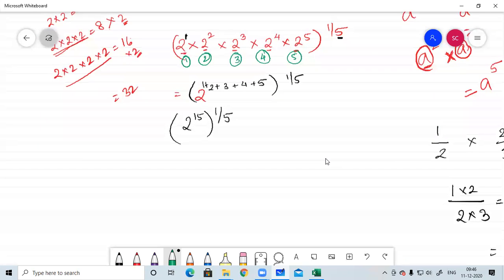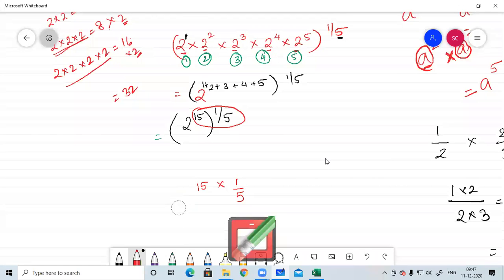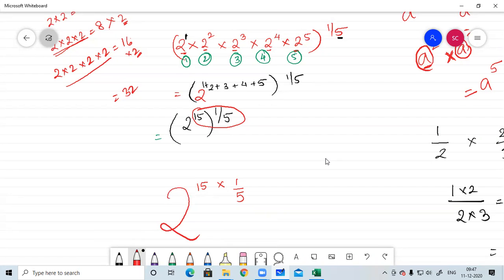Okay. Now, how do you solve this further? You can even leave it here, but if you have to really solve it further, take only this part here. So 2 remains as it is, raised to the power of 15 into, outside the bracket means you multiply, 1 upon 5. So for your understanding, I'll make the 2 a little bit bigger. This whole thing is 2 raised to the power of 15, and outside it's multiplied into 1 upon 5. Now this fraction we need to solve here.